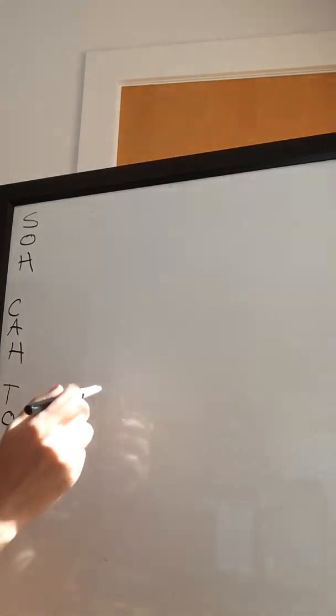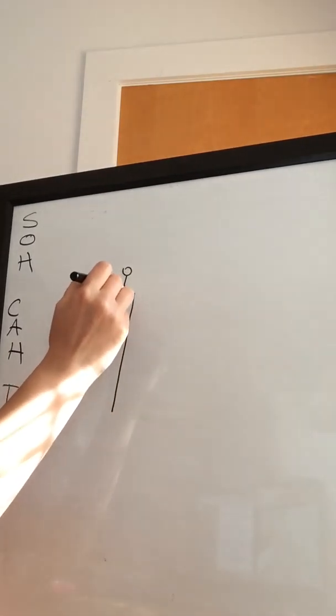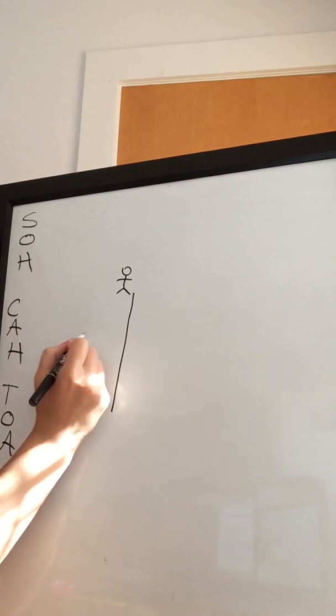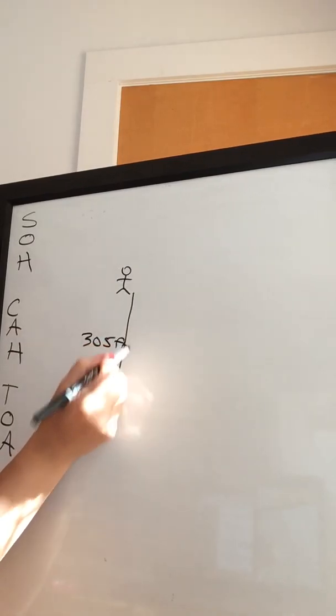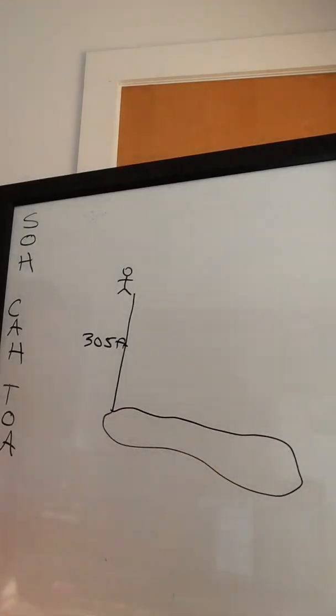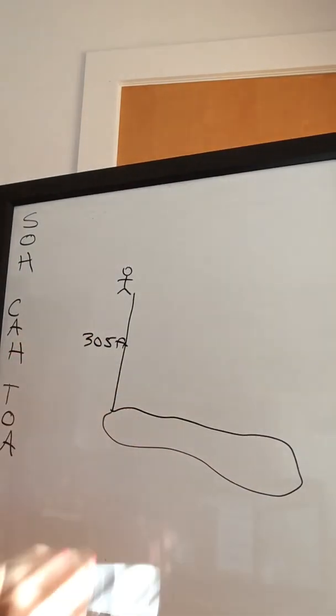All right, let's do number 2. Matt is standing on top of a cliff. So we have a cliff up here. Here's Matt. He's standing on top of a cliff that is 305 feet above a lake. So how far up is this? 305 feet. He's standing 305 feet up, and there's a lake at the bottom of the cliff, right?